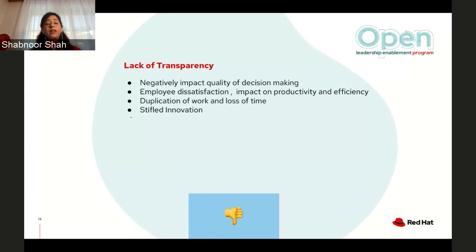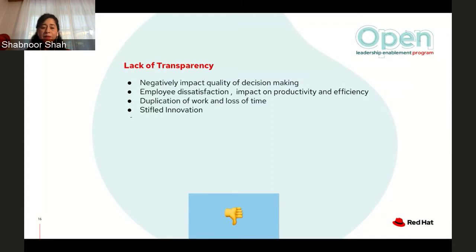Absence of or inaccessibility to information often creates a sense of disempowerment, mistrust, and frustration, which can further negatively impact productivity and efficiency. Teams can end up with duplication of work, wastage of time, and poor decision making due to lack of transparency. Lack of inclusion and feedback stifles innovation, and it negatively impacts an organization's competitive edge. And of course, inevitably, it impacts the bottom line as well.